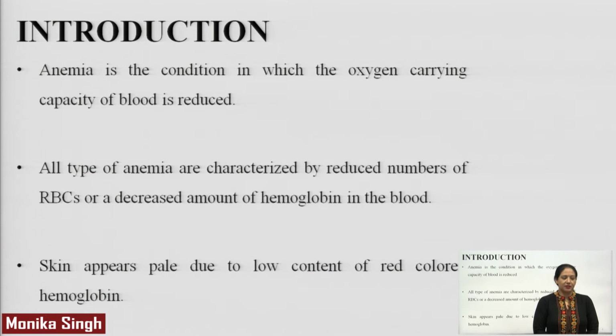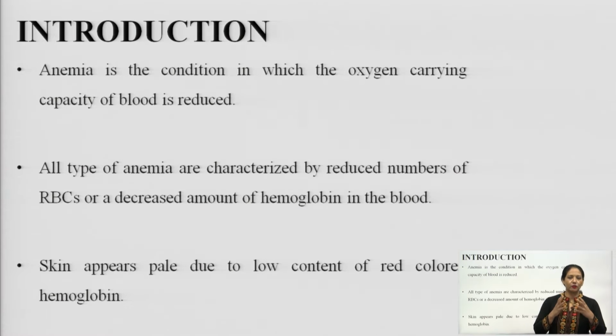Introduction. Anemia is a condition in which the oxygen carrying capacity of the blood is reduced. As we know, the blood has two components, blood corpuscles and the plasma. Blood corpuscles are RBC, WBC and platelets. Among these, RBCs are the elements able to carry oxygen due to their specific biconcave surface.